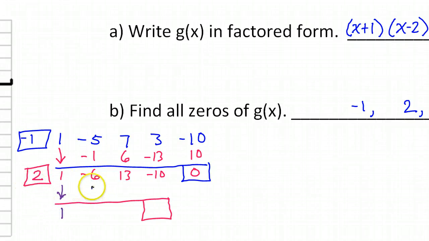Alright, so 1 times 2 is 2. Together that makes negative 4. Negative 4 times 2 is negative 8. And together that's going to make 5.